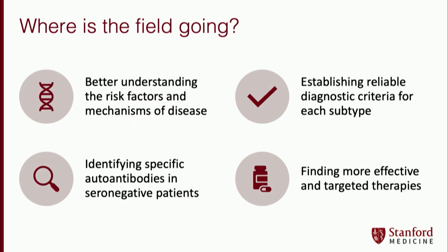And so where is the field going? There are many questions that remain to be answered in the field of myositis. One is to better understand the risk factors and the mechanisms of disease. We talked about that in myasthenia. In myositis, it's the same thing. Why is this occurring to me? Probably there's a mix between some environmental things we are exposed to and our genetics that make us more vulnerable to these autoimmune diseases. We're still looking in myositis to establish reliable diagnostic criteria to define each subtype and have more consistency in how different people will classify each myositis so that we can do good research.